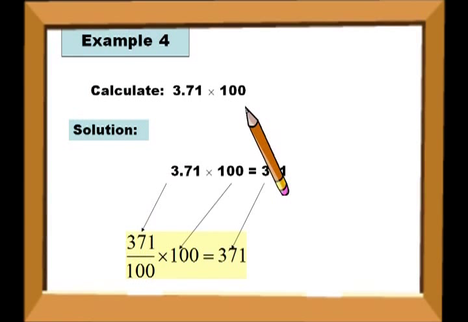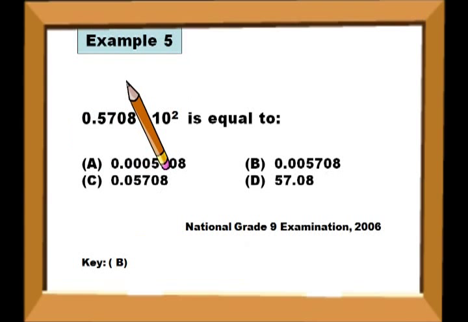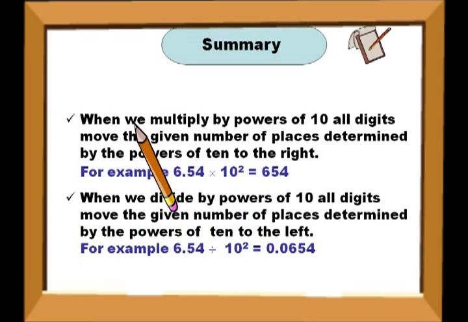Example 4. Calculate 3.71 multiplied by 100. Solution. 3.71 multiplied by 100 equals 371. Check: 371 over 100 multiplied by 100 equals 371. Example 5. 0.5708 divided by 10 squared is equal to: A. 0.0005708. B. 0.005708. C. 0.05708. D. 57.08. The key is B.